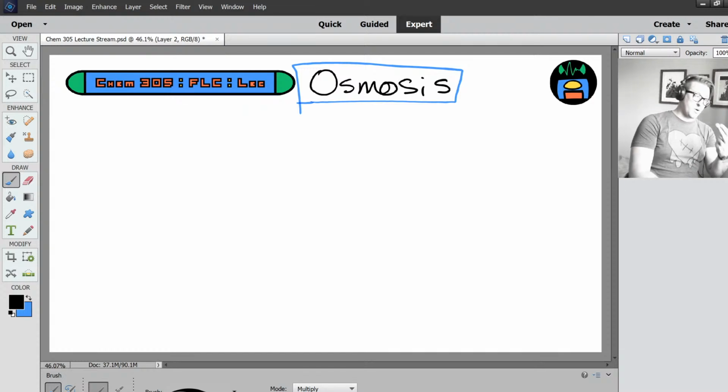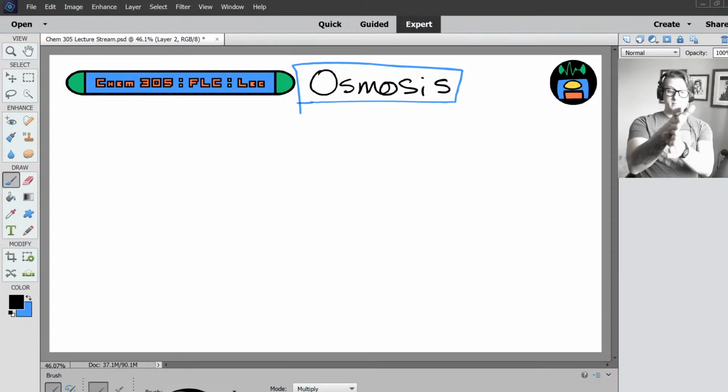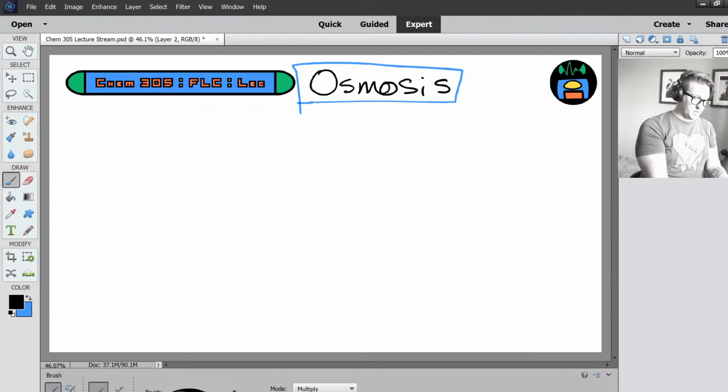Now, osmosis occurs when you have two solutions with different concentrations that are separated by some sort of barrier. It's often called a membrane that can be crossed by the solvent. All right, so you've got a barrier between your two solutions of different concentration, and that barrier can be permeated by the solvent, but not the solute. Okay, when you have that scenario, osmosis occurs.